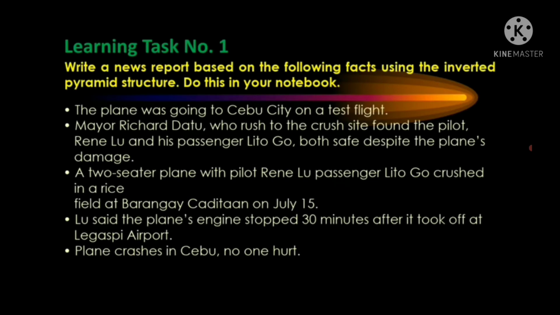The plane was going to Cebu City on a test flight. Mayor Richard Datu, who rushed to the crash site, found the pilot, Rene Lu, and his passenger Lito Go, both safe despite the plane's damage. A 2-seater plane with pilot Rene Lu, passenger Lito Go, crashed in a rice field at Barangay Kaditaan on July 15. Lu said the plane's engine stopped 30 minutes after it took off at Legazpi Airport.